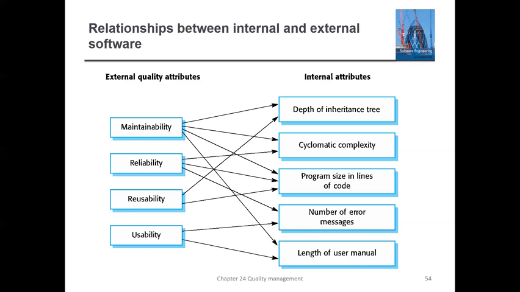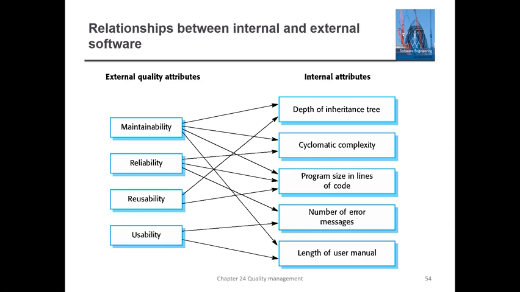Now, what do we mean by internal quality attributes? These are the attributes which we can measure very directly, because they include the size of the software in terms of lines of code, or the total number of procedures or modules, or some parameters, everything that has been given.